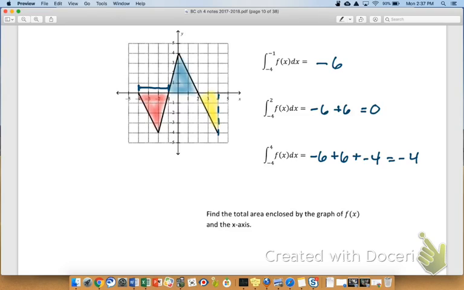So how about that last question? Find the total area enclosed by the graph of f and the x-axis. What would you guys say that is? 16, right? Basically a 6 and a 6 and a 4, you add them all up and you get 16. And that would be your final answer there. When you're talking about area, it can't be negative.